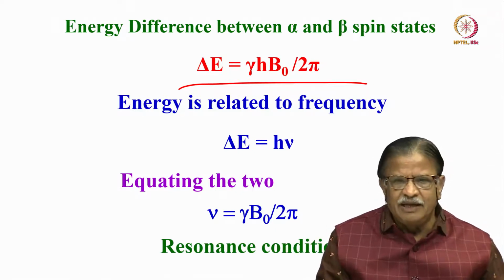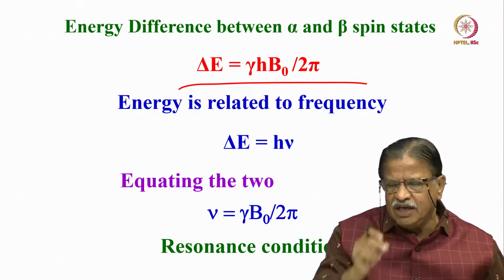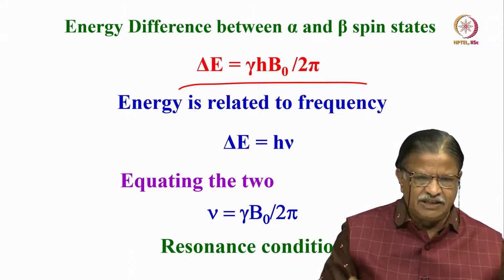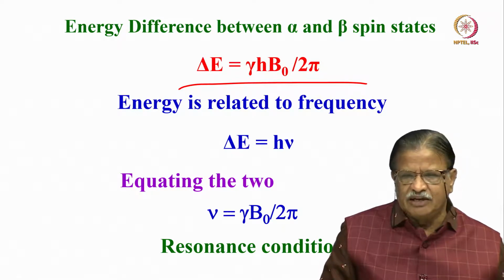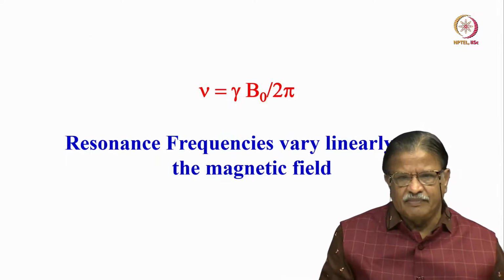Please remember, this is called the resonance condition. This is a beautiful equation which is responsible for several Nobel Prizes in NMR. So, this is the resonating condition. Nu is equal to gamma into B naught over 2 pi. This must be at your fingertips all the time.